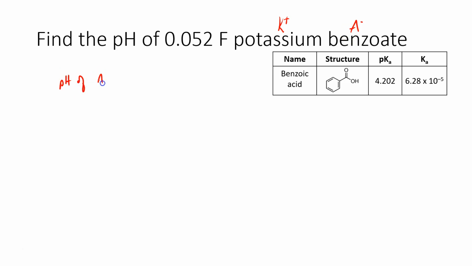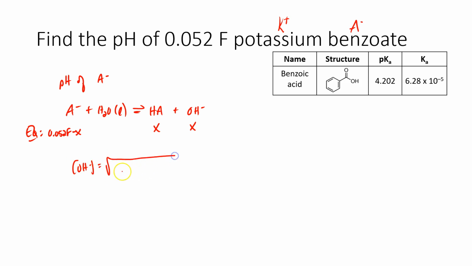So the A minus behaves as a weak base to form HA and OH. At equilibrium, we would have 0.052 formal minus X, X for HA, X for OH, but I'm going to just try to do quick and dirty. OH is going to be equal to the square root of Kb. Well, I don't know Kb. Kb will be Kw over Ka. Let me solve for that. I'm getting 1.5 times 10 to the negative 10th. So now I can plug that in for Kb times that formal concentration. And let's see what we get. I'm getting 2.8 times 10 to the negative 6 molar OH.